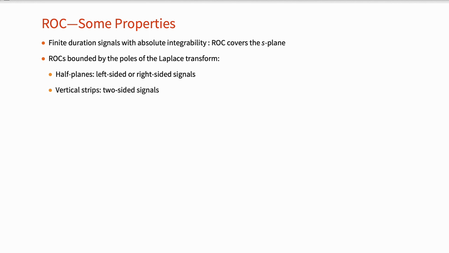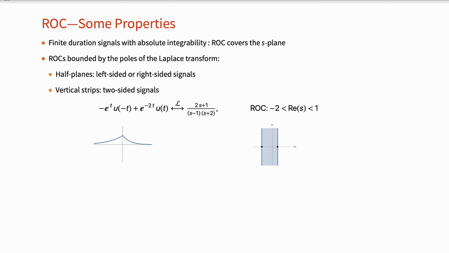For the two-sided signal shown here and its Laplace transform together with ROC, here you can see the plot of the signal, how it changes over time, and the ROC. You have a vertical strip bounded between the two roots of the denominator of the Laplace transform, 1 and -2.